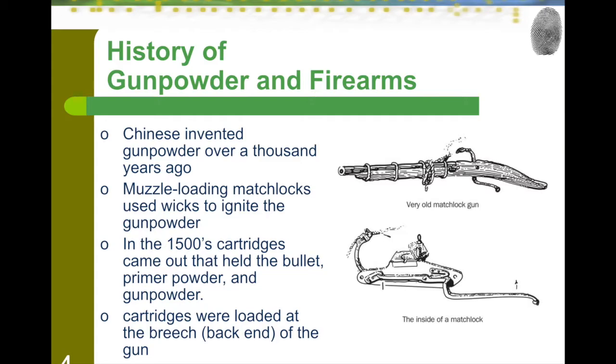A little bit of a history of firearms. The Chinese invented gunpowder over 1,000 years ago. There were muzzle-loading matchlocks, which use wicks to ignite the gunpowder, which you can see over here. It's a little different than the guns we see today. In the 1500s, cartridges came out that held the bullets, primer, powder, and gunpowder, so that they didn't have to reload after every shot, which was a big deal. And cartridges were loaded at the breech, which is the back end of the weapon.